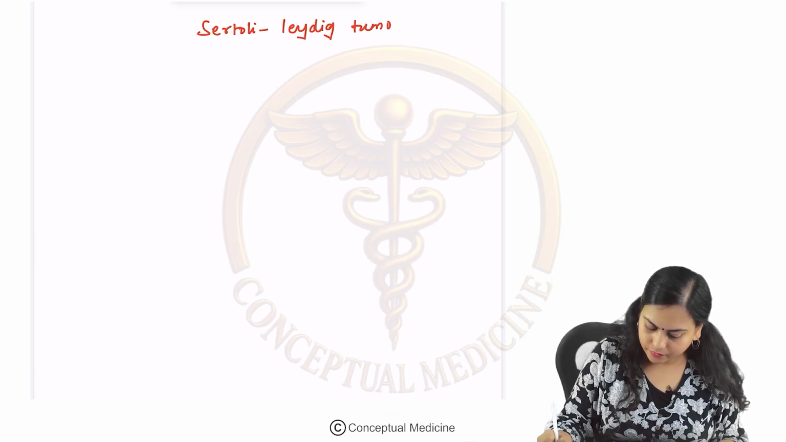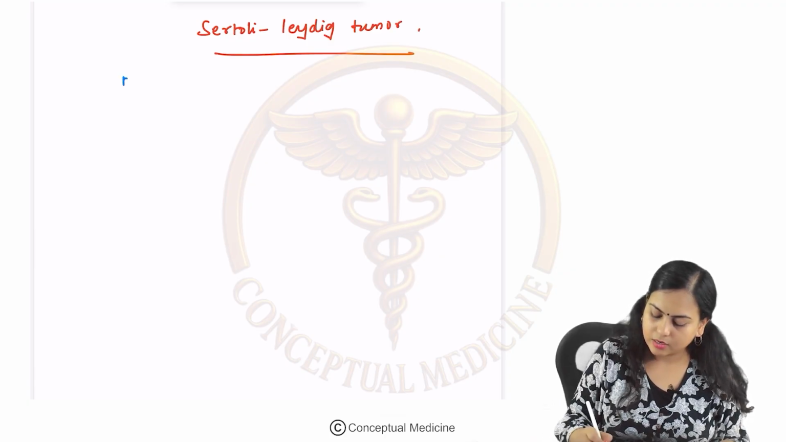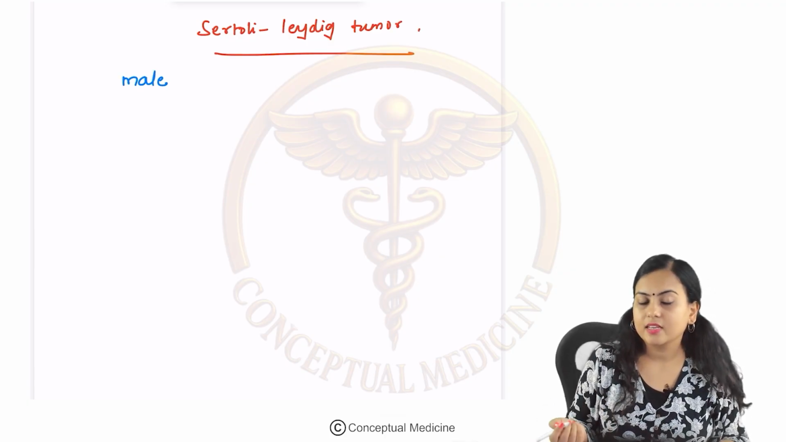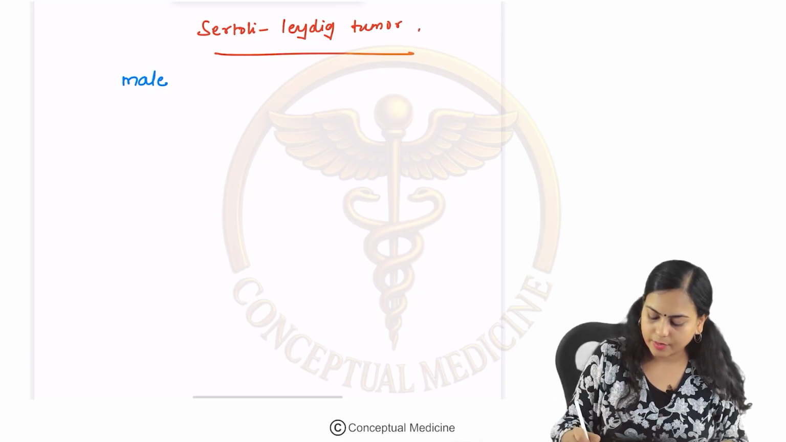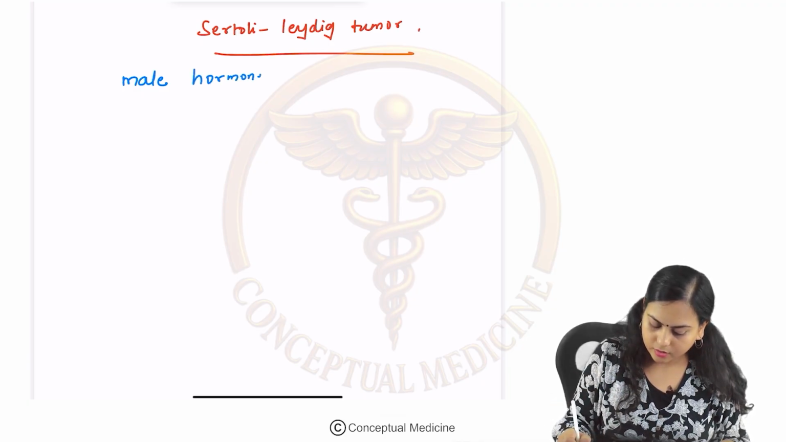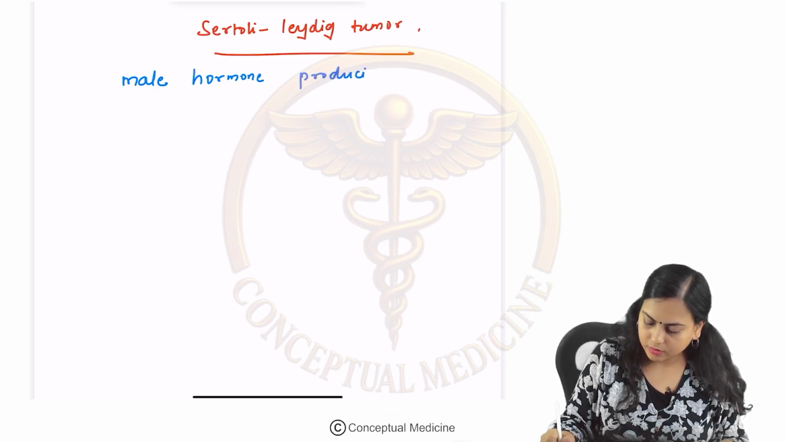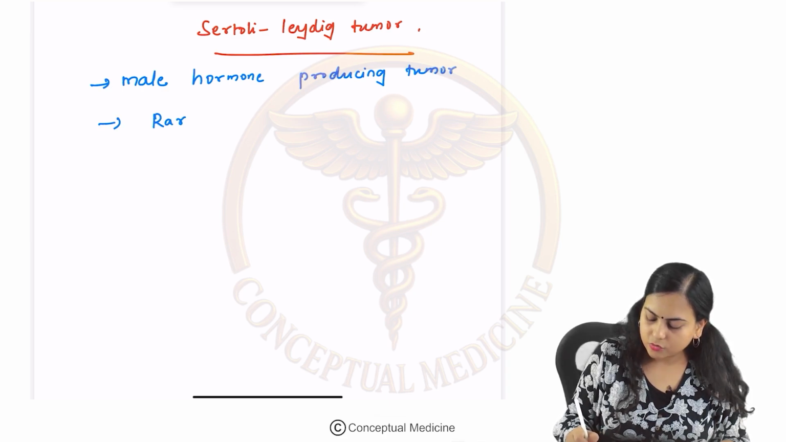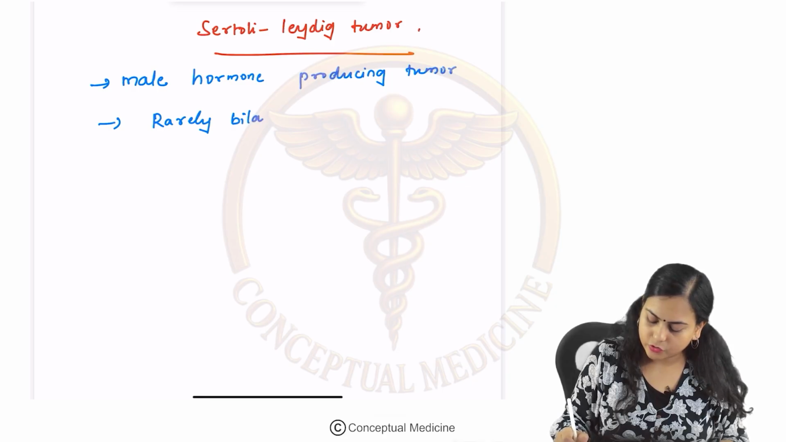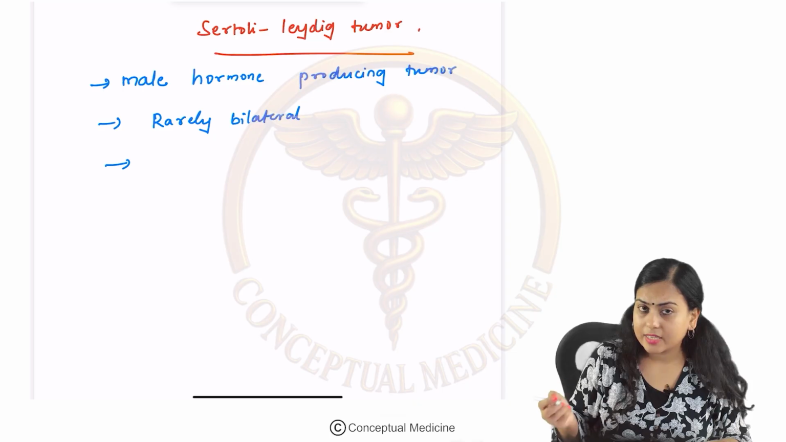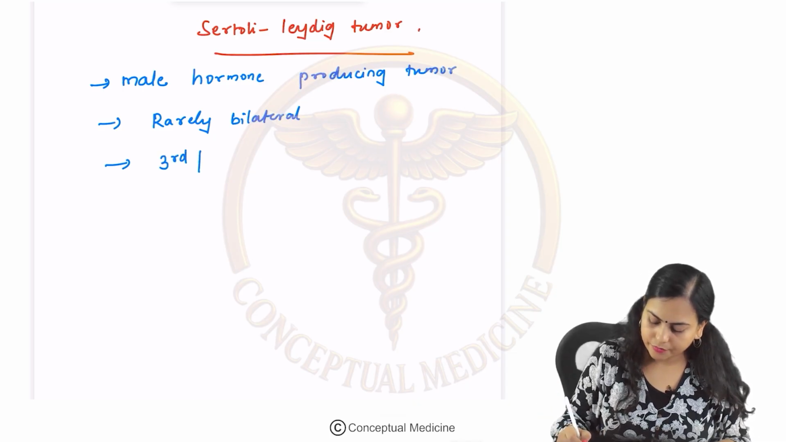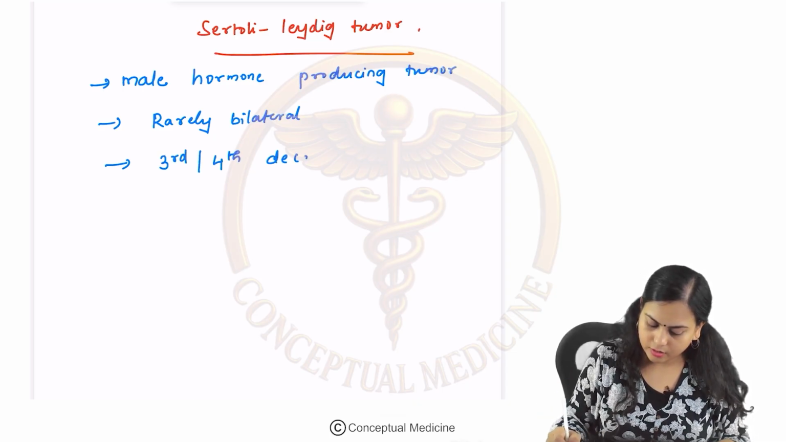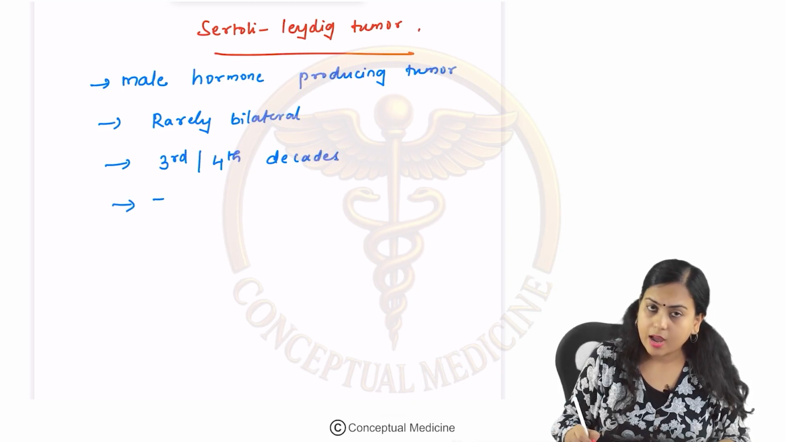Sertoli-Leydig tumor. This is a Sertoli cells where they are seen in the male testes. So, these are male hormone producing tumor and these tumors are rarely bilateral. So, most of them are unilateral tumors only and they are seen in the 3rd or 4th decades of life.